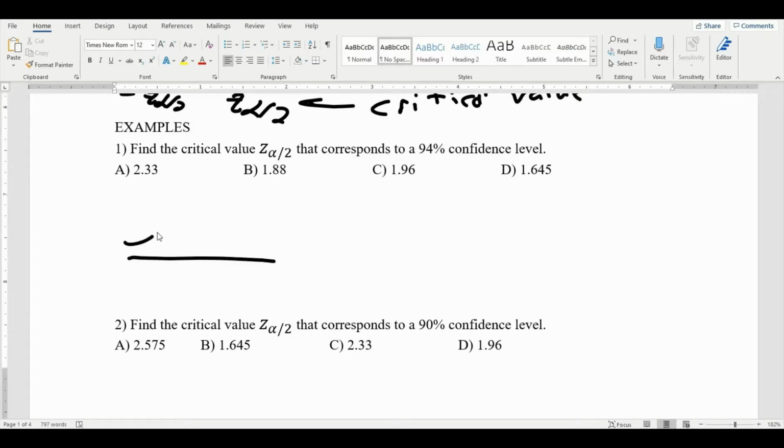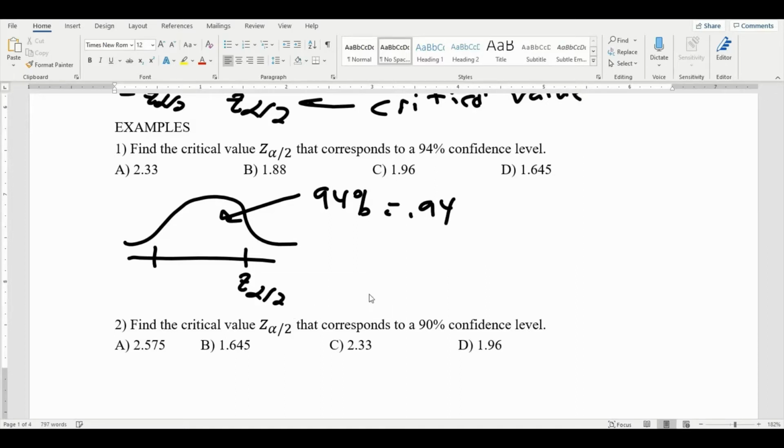Now the confidence level, the 94%, represents this area. So this is 94%, which is the same thing as 0.94. So we're looking for the Z alpha over 2. We're always looking for the positive value. But we need to know what that area is.